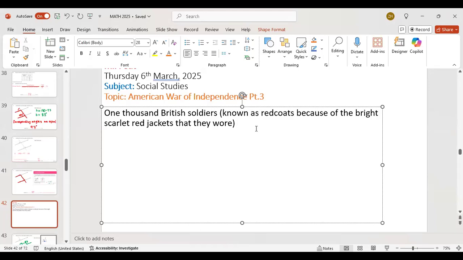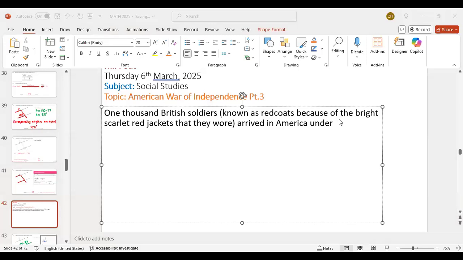All right. So they arrived in America under the leadership. How many soldiers were part of these red coats? 1,000. Very good. 1,000 is a lot of people. That's a lot of coats.